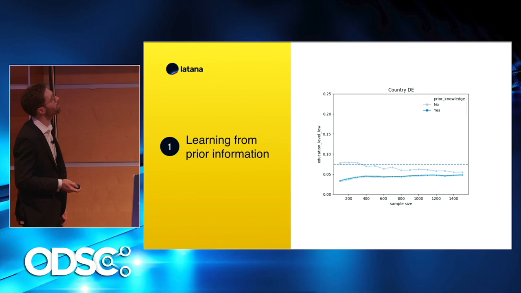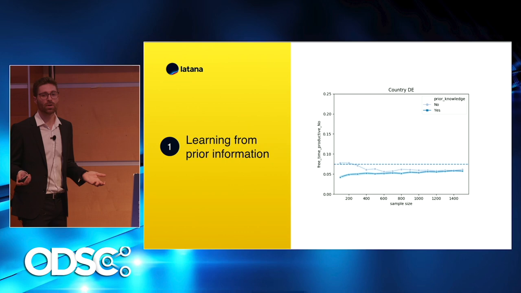Same story if you look at people who say they don't want to be productive in their free time, who have a lower likelihood of using a reading app. Same story: you offset it at a lower level and then at some point they converge. So what you could say now is, if both of the models converge to the same thing, there's basically no benefit of using prior information.